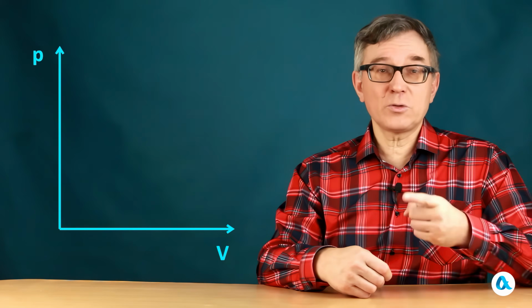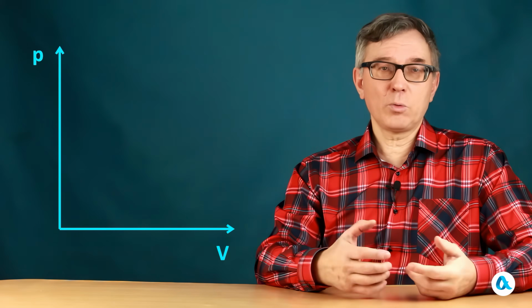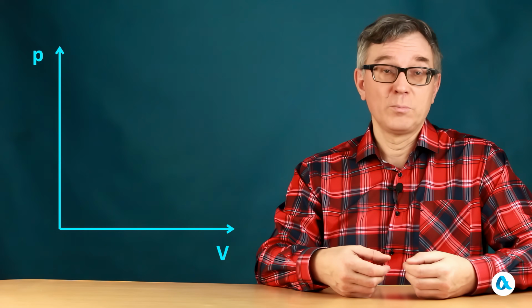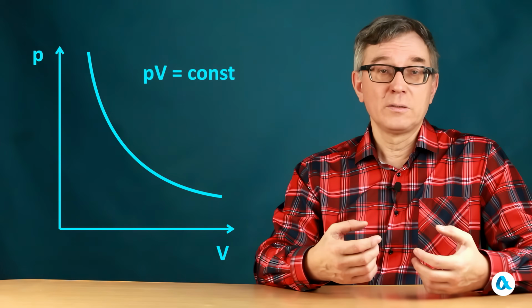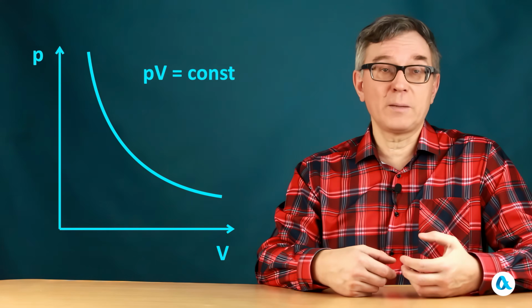Now let's return to gases and find out what the graph of an adiabat looks like in volume-pressure coordinates. But first, let's draw the isotherm graph of an ideal gas. When we change the volume of a gas at constant temperature, Boyle's law applies, and the product of the gas's pressure and volume remains constant. So the isotherm graph is a hyperbola.